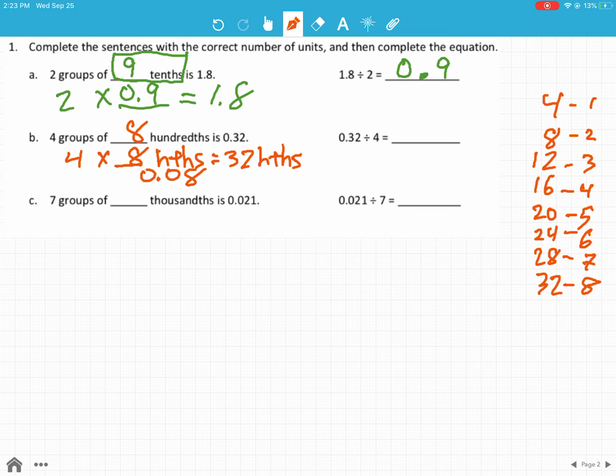0.08. So over here, our answer is 0.08. So the relationship between the numbers without the decimal, 32 and 4, is 8. Now if you look here, the 32 ends in the hundredths place, so our 8 needs to be in the hundredths place as well. Let's do another problem.